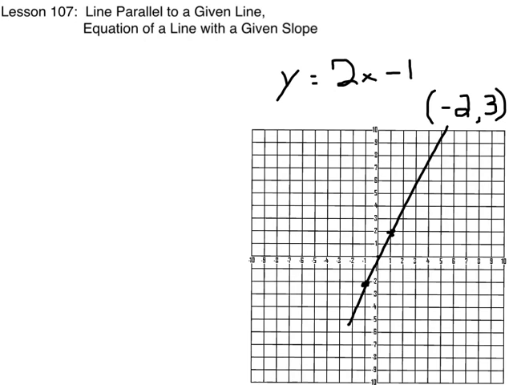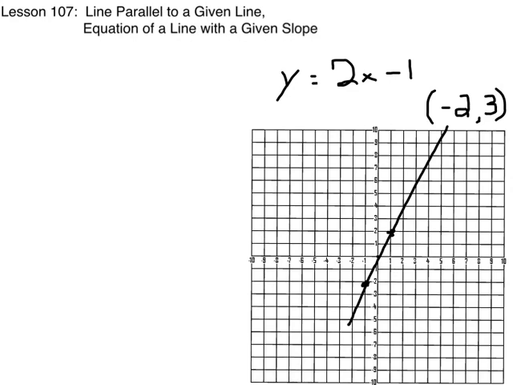This is Lesson 107 in Saxon's 3rd edition, Algebra 1. And this lesson is going to cover two things. The first, lines parallel to a given line, and then finding the equation of a line with a given slope.